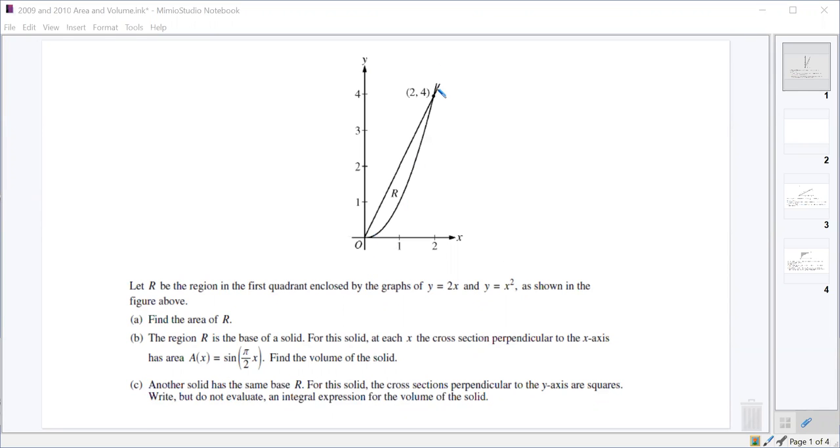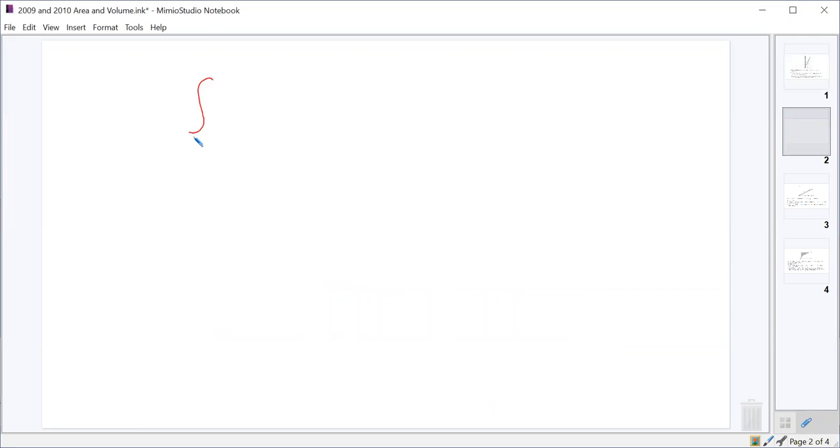Since we're given 2x and x squared, we can clearly see that for every x value from 0 to 2, the linear function is above the parabolic function. So all we need to do is integrate from 0 to 2 the upper function minus the lower function. And that's part A. If you wrote this out properly, that was worth 1 point out of the 3 you could have gotten for part A. Then the second point would have been for properly integrating.